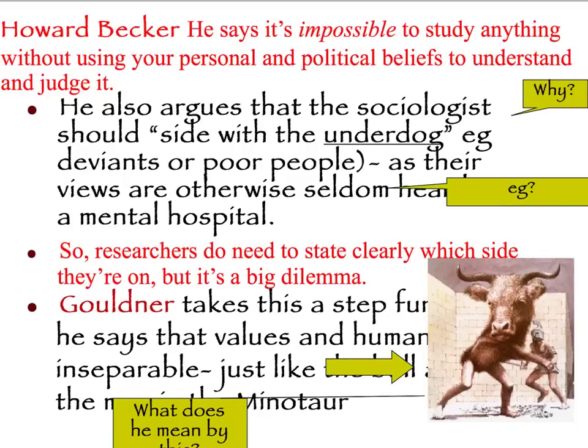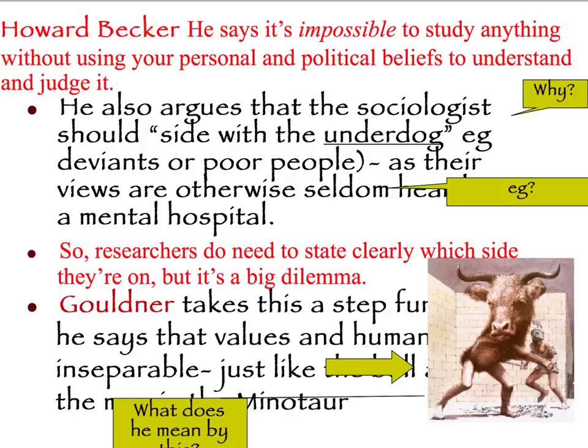Howard Becker, who we've come across before, grandfather of labelling theory, says that it is impossible to study anything without using your personal and political beliefs to understand it. He also argues that sociologists have a duty to side with the underdogs in society, so those that are less powerful, possibly considered deviant, or the poor, as their views are otherwise seldom heard. These are the groups that are marginalised and are not listened to by mainstream sociologists, politicians, etc.